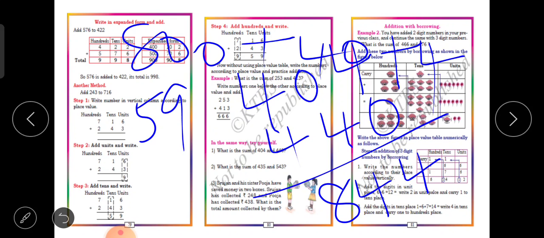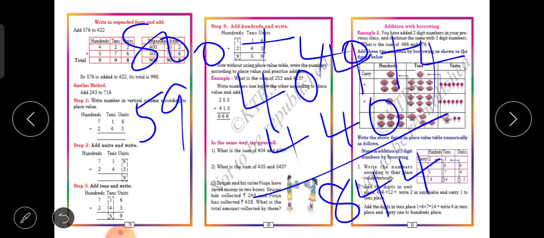Next is addition with carrying. See here, according to this we are going to write the place values, everything the same: hundreds, tens, ones. But when we carry, you have to write an extra one in a box on the top. Okay, it is not very difficult. It is very easy. You can do that. Is that clear, children? So no need to worry about that. Carrying is a very simple form.